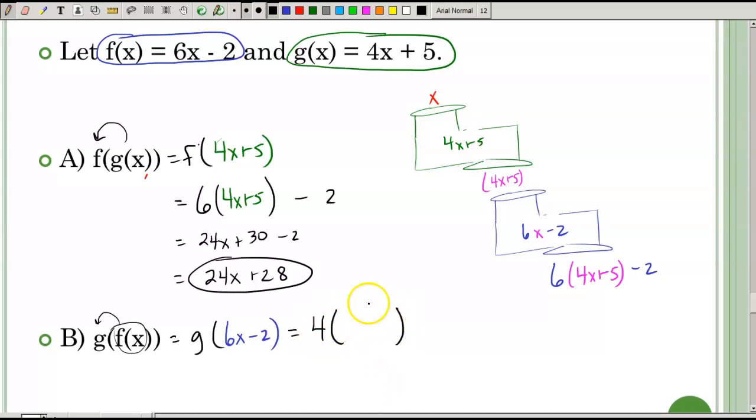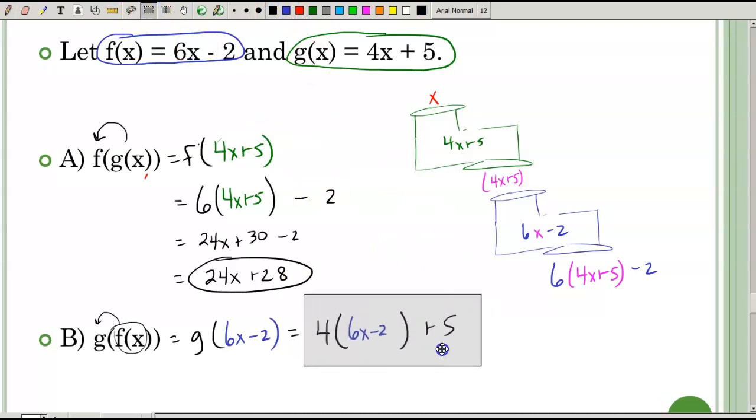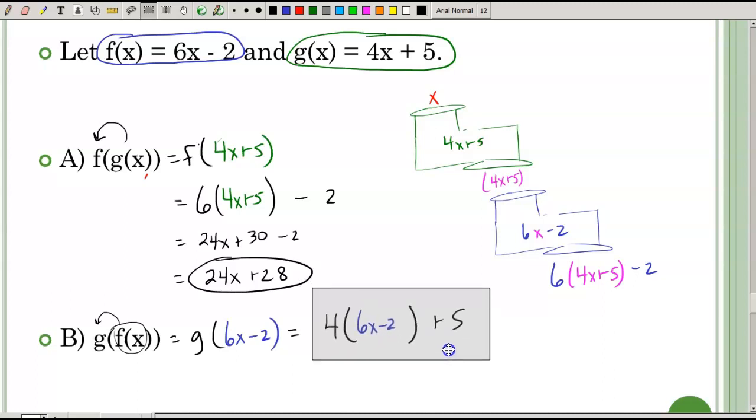4x, right? Another way to say that is 4 times the input plus 5. The input here, though, is not just x. It's 6x minus 2. So I'm going to plug in 6x minus 2 there, and I have this. So here's my g of x. It's 4x plus 5, 4 times the input plus 5.